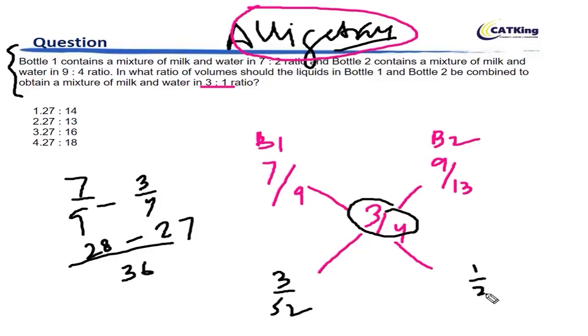Now what you have to do is just take the LCM of 52 and 36 and multiply. So 52 and 36, you take out 4 common, so the LCM is 4 into 9 into 13. So this will be 52 into 9, the LCM will be, and this will be 36 into 13, and this will become 3 into 9, and because this is 4 into 9, so this will be into 13. So the answer is 27:13.